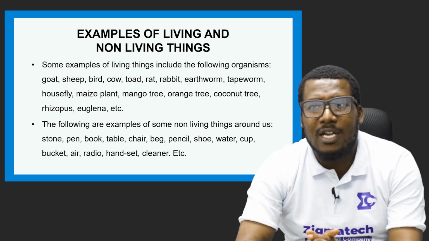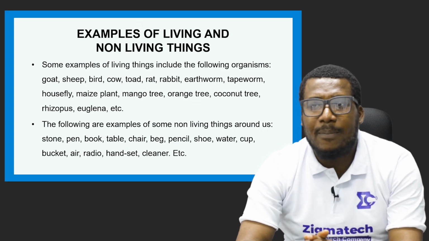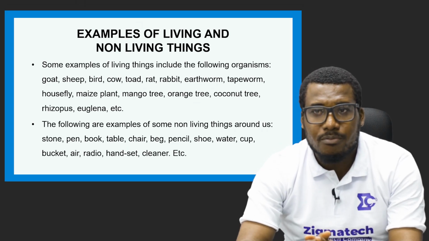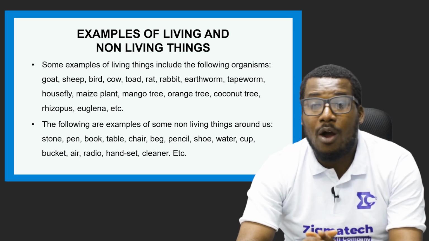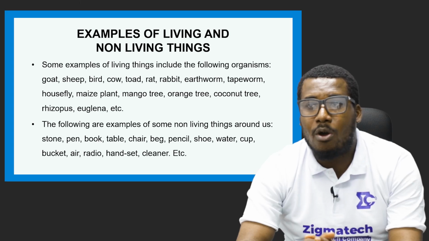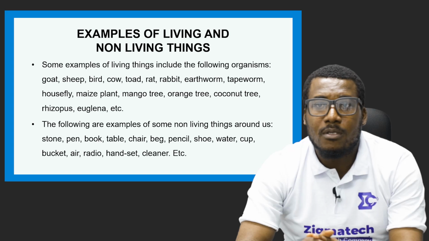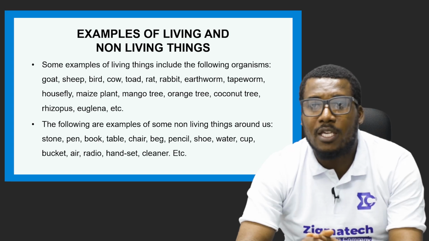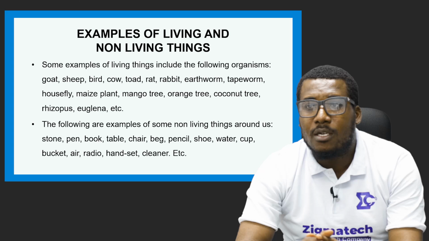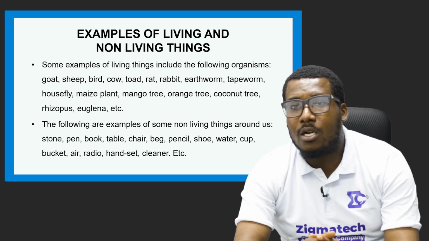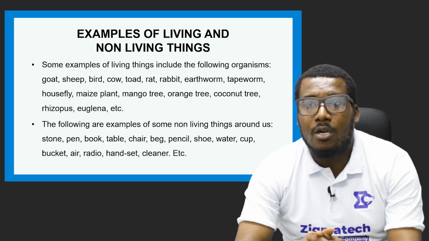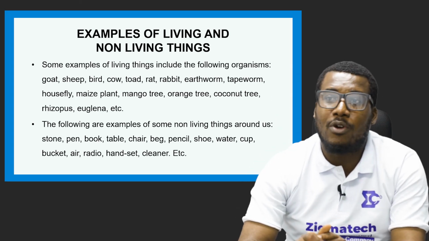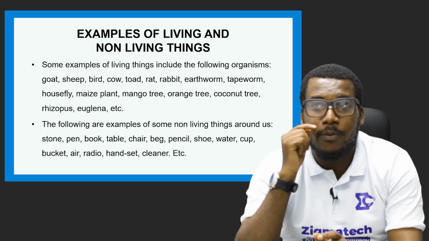Examples of living and non-living things. Some examples of living things include the following organisms: the goat, sheep, bird, cow, toad, rat, rabbit, earthworm, tapeworm, housefly, maize plant, mango tree, orange tree, coconut tree, rhizopus, and euglena, etc.